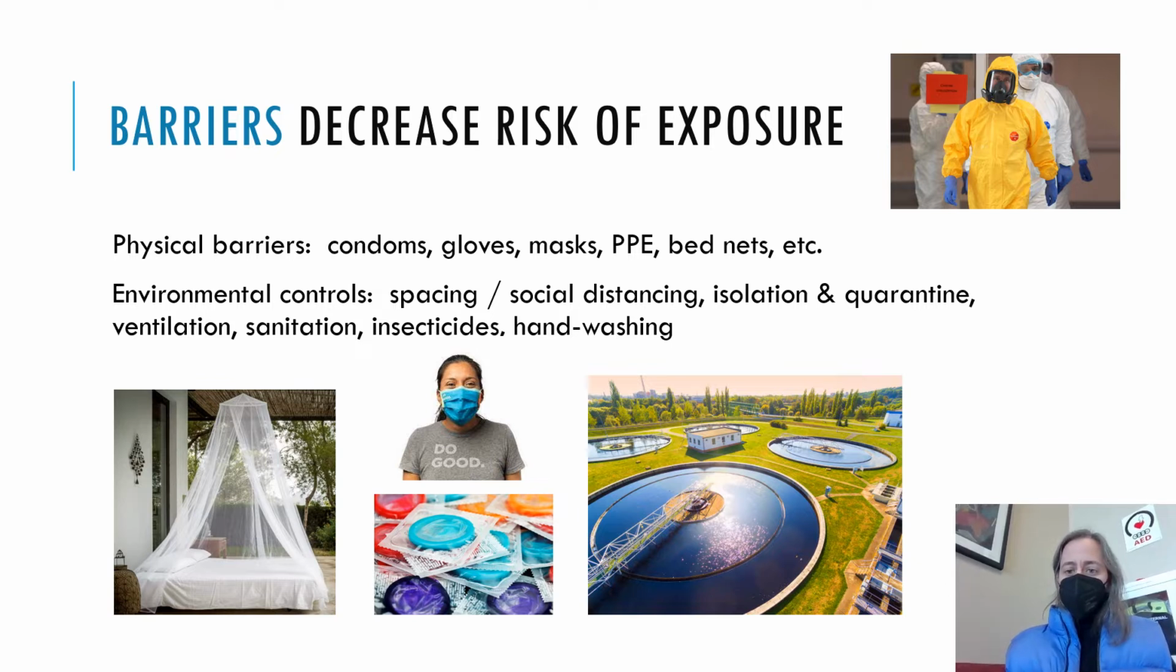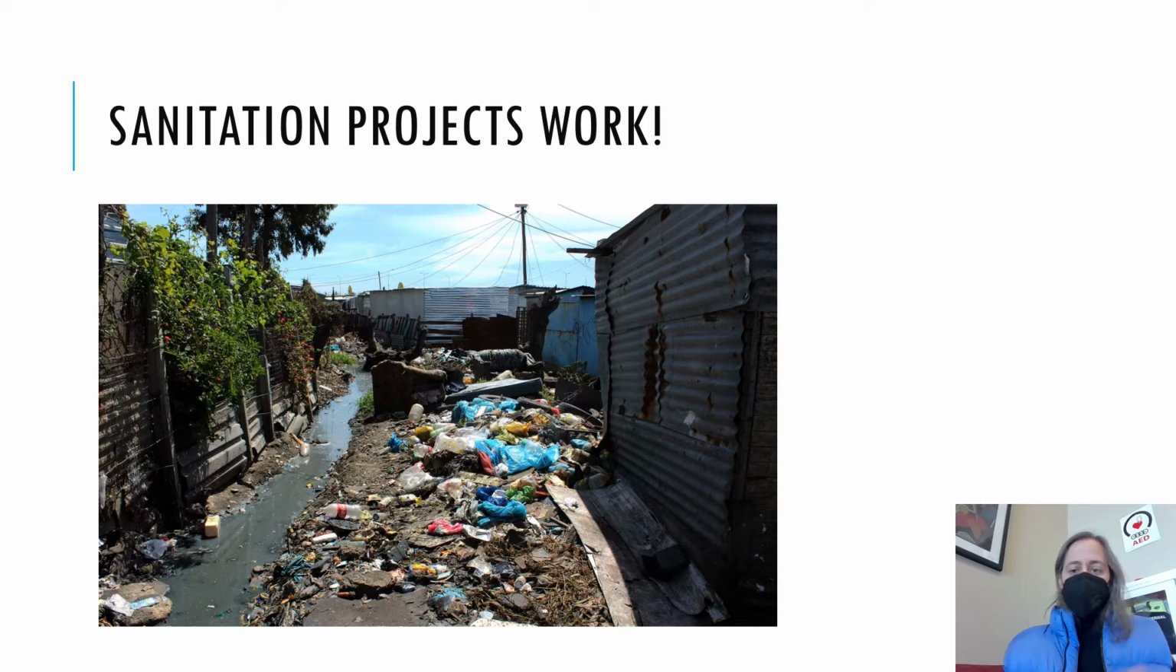So you can see that image down there is of a wastewater treatment plant. Insecticides can be part of environmental controls if you're trying to keep down mosquito populations or other things like clearing brush. Hand washing can also be considered environmental control because it decreases the total number of germs that are going to be out in the environment. These things really work. So sanitation projects are incredibly important.